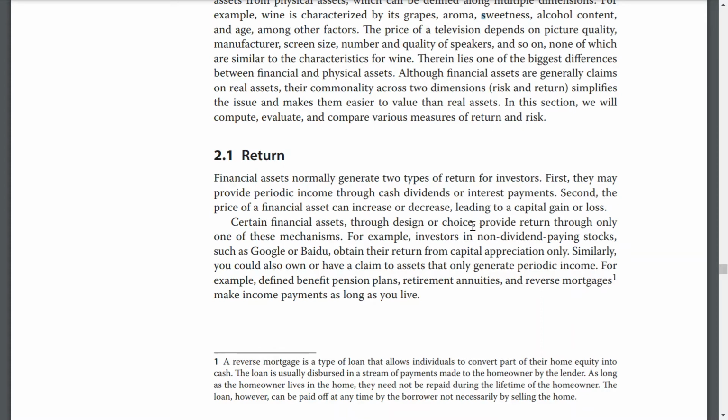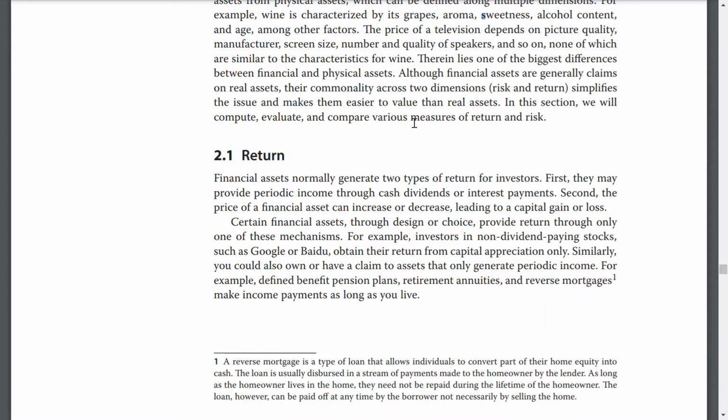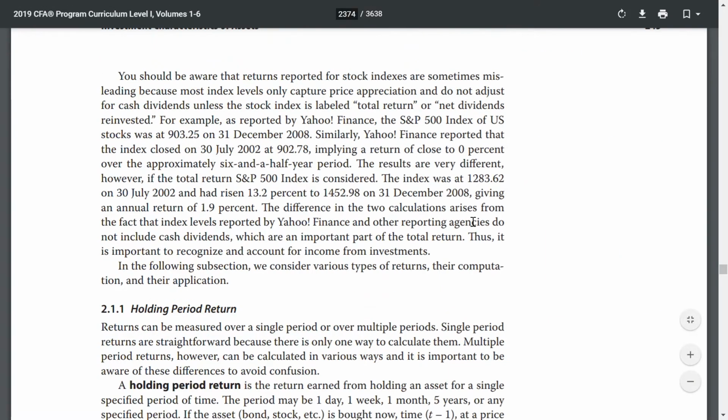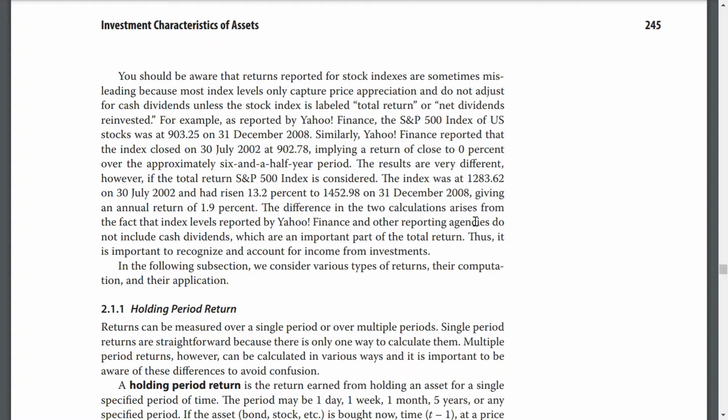Similarly, you can also own or have a claim in assets that generate a periodic income. For example, defined benefit pension plans, retirement annuities, and reverse mortgages make income payments as long as you live. You should be aware that returns reported for stock indexes are sometimes misleading because most index levels only capture price appreciation and do not adjust for cash dividends unless the index is labeled as total return or net dividends reinvested.